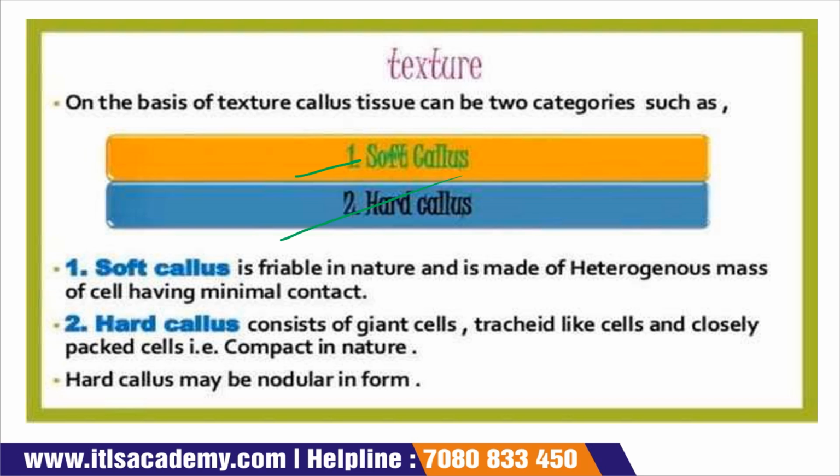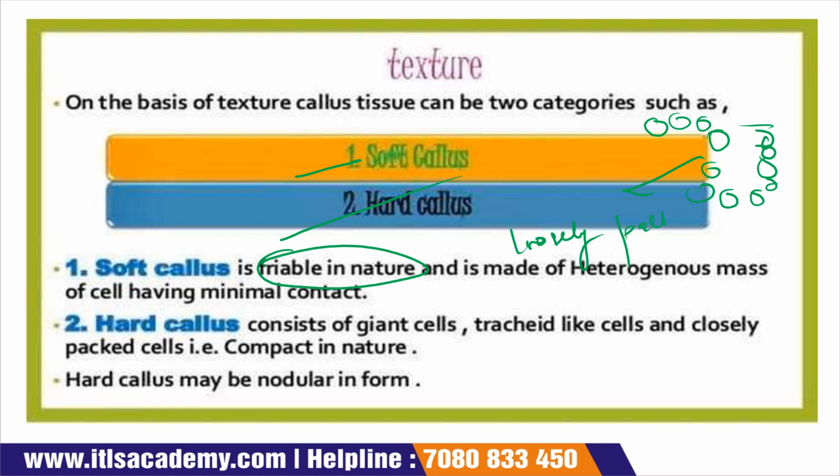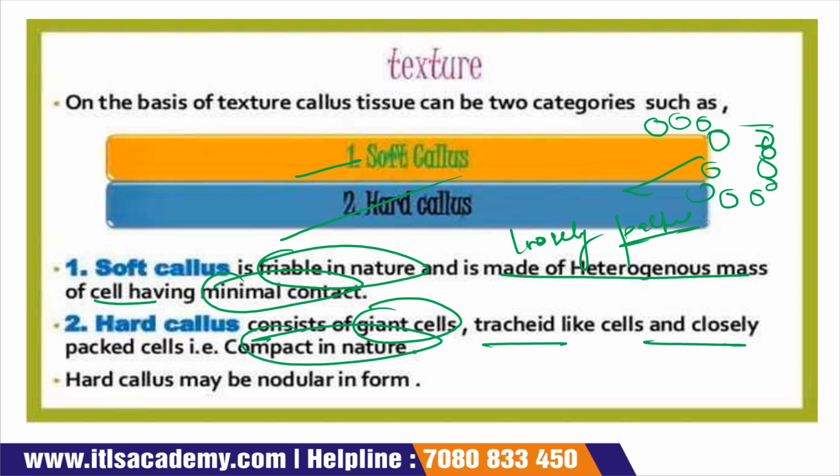Okay. As the name suggests, the soft callus is friable in nature, meaning it is loosely packed like this, and it is made up of a heterogeneous mass of cells which have minimum contact. Now the hard callus consists of giant cells and tracheid-like cells, and they are closely packed and compact in nature. Sometimes this hard callus has nodules.